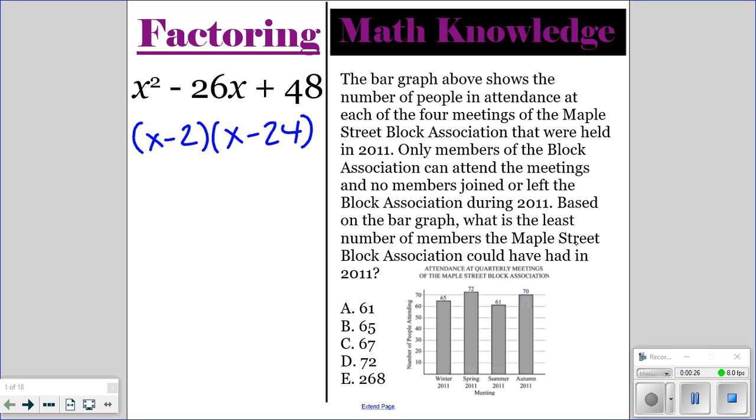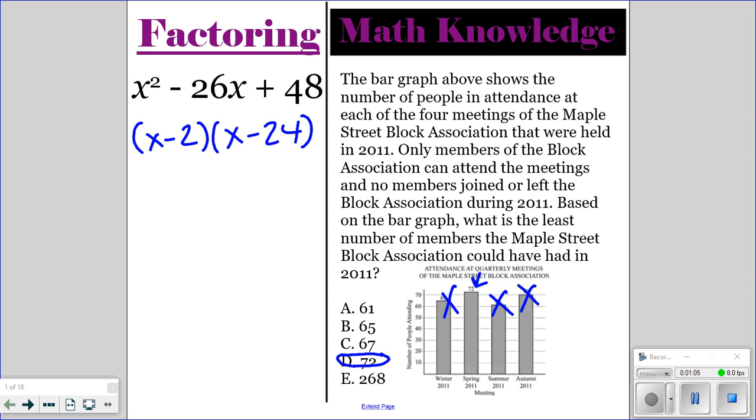For the math knowledge question, only members can attend the meetings and no members joined or left during this year. Based on the bar graph, what is the fewest number, the least number of members that they could have? Well, we have 65 members here, but then here we have 72. So we have to have at least 72 members. And then we don't have any more there or there. So we could have only 72 members. That's the lowest number, the smallest number that we could possibly have in our members. Because if every single member came to that meeting, then we would have 72.